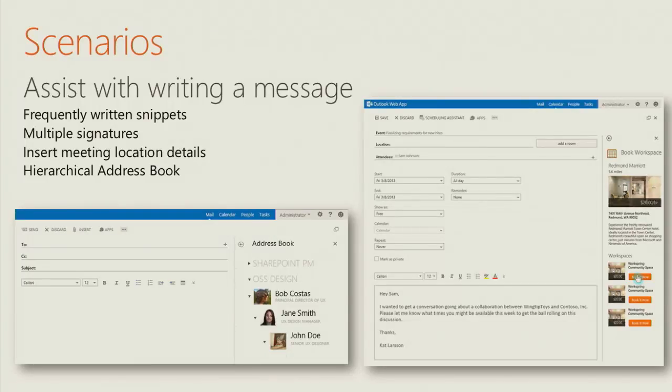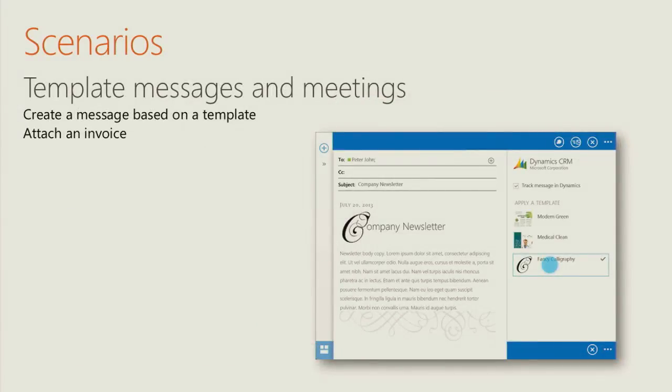Or you can imagine a hierarchical address book. And for some of our partners and customers, especially in Asia, this is extremely important. Their preference is not to type in the email address in the to-line, but rather to find the right person in the organization and click to add them straight to the message. You can also think about template messages and meetings, and there's a whole set of very powerful, very streamlined scenarios available there as well.